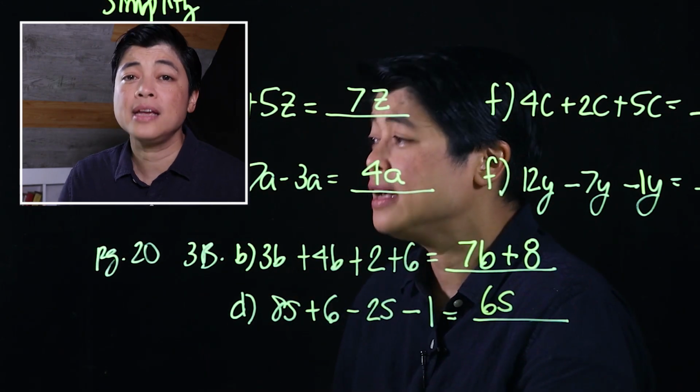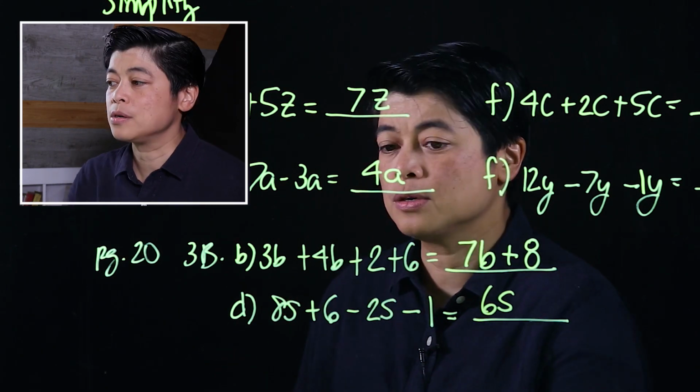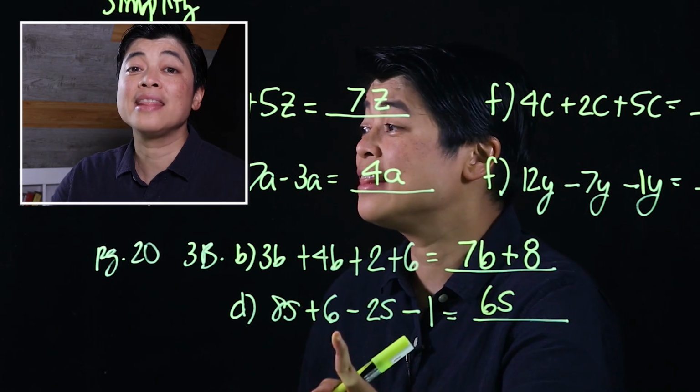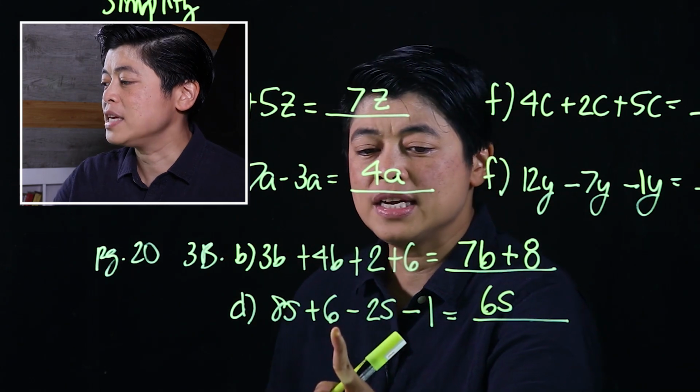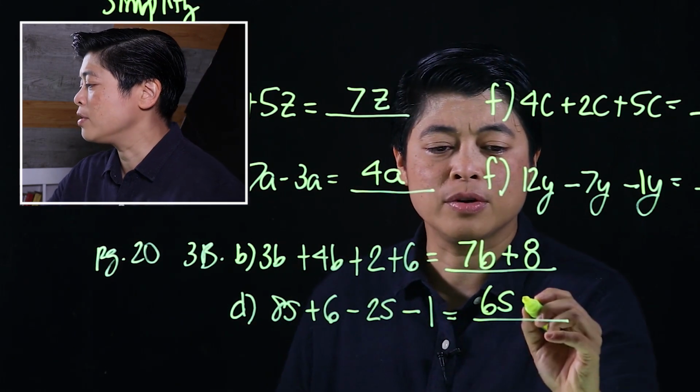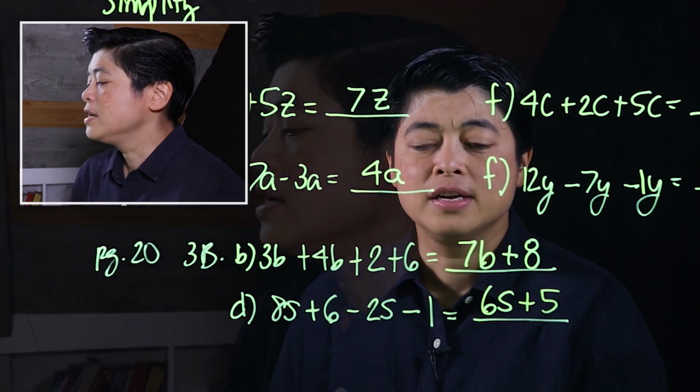So we combine like terms. We can only combine the s's and the constants. This says 6 minus 1, that would mean plus 5. Again, only like terms can be combined. And when we say combine, that means you can either add them or subtract them.